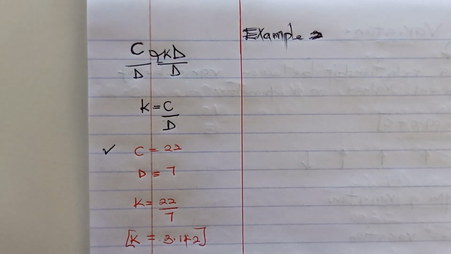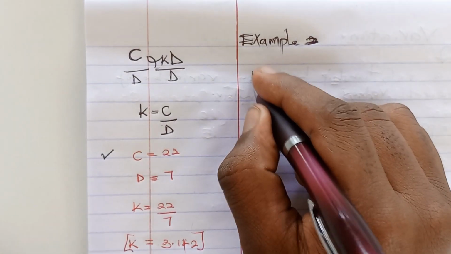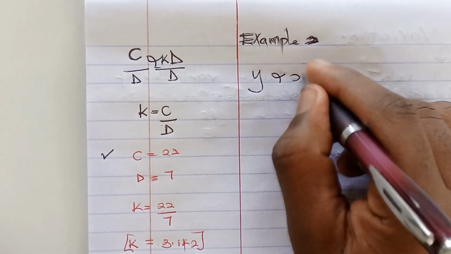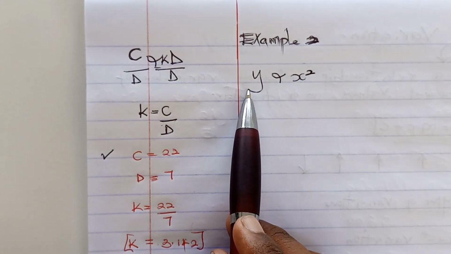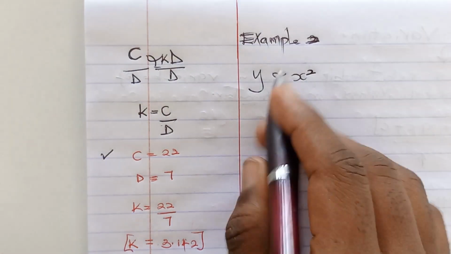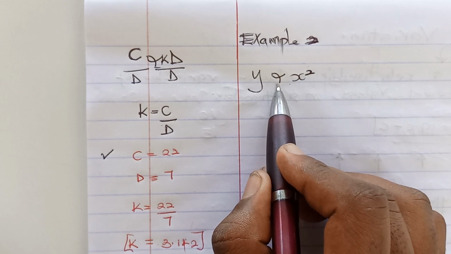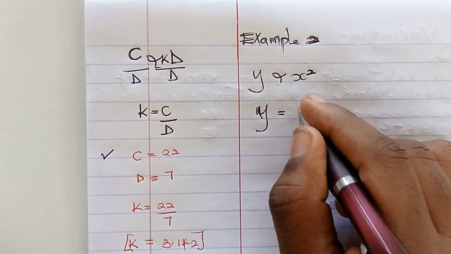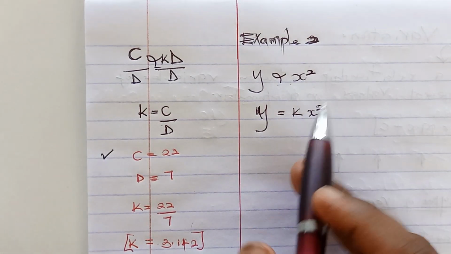In the first place, we first translate the question, whereby we are told that Y varies directly as the square of X. So in this context, we introduce a constant, and the constant is going to do away with this sign of proportionality. So we are going to have Y is equal to Kx squared, and in this case, K stands for the constant.